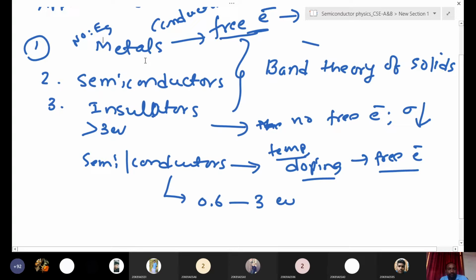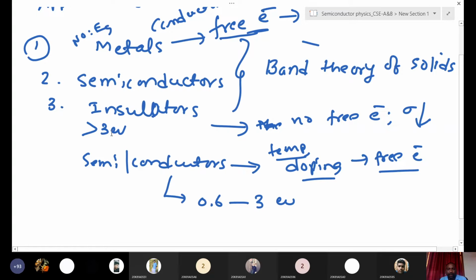For metals there is no band gap. Semiconductors have conductivity between the metals and insulators. The band gap range is 0.6 to about 3 electron volts. Depending on temperature, doping and impurities, the conductivity of the semiconductor will change. We'll see that one.